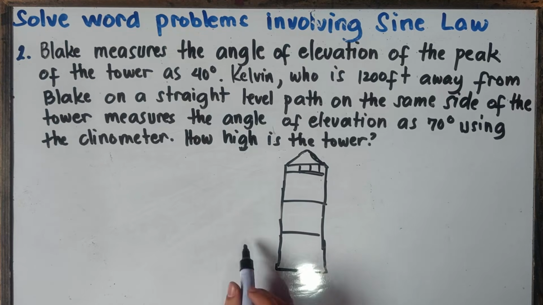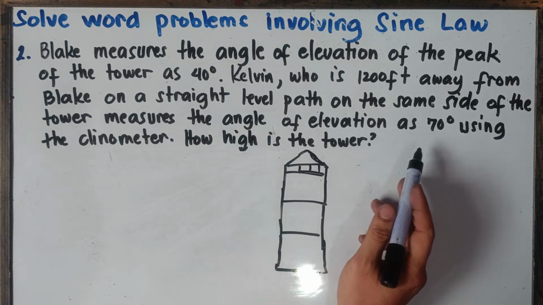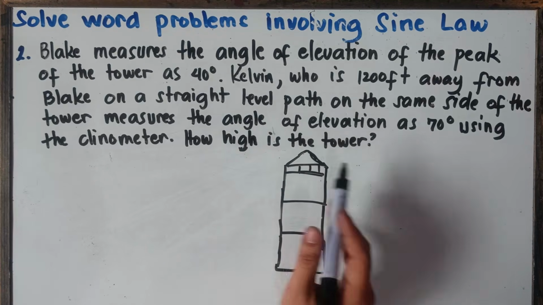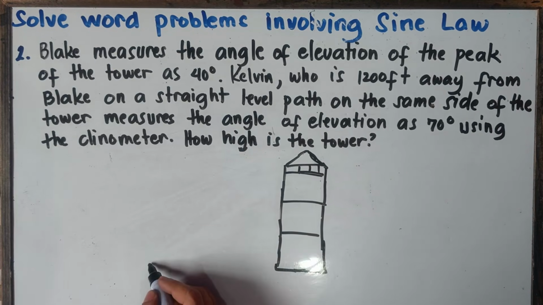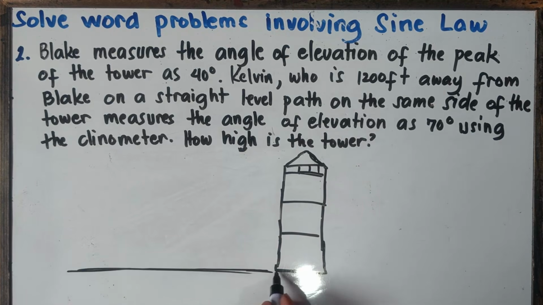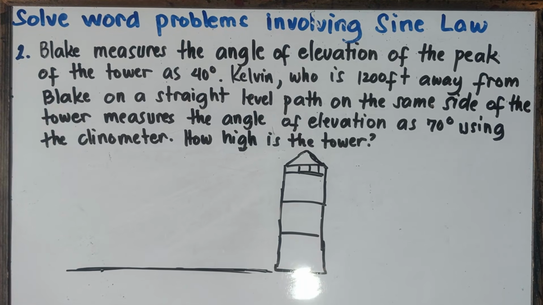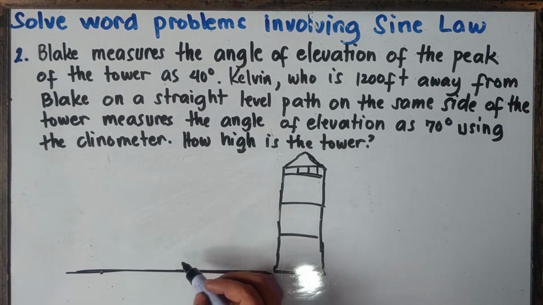Alright, and then we have the given angles, 40 degrees and then 70 degrees, and that would be the angle of elevation. Of course, we have two persons on the same side, so this one right here. We will be neglecting, class, the height of the person, the height of Blake and the height of Kelvin. Now, question, class, where is 40 degrees?